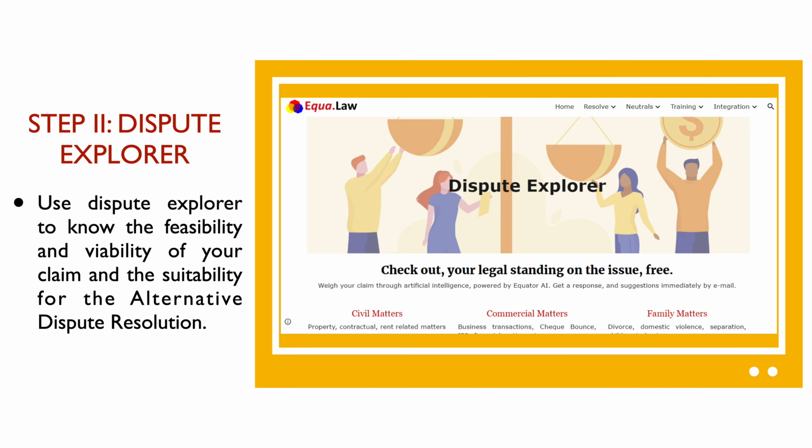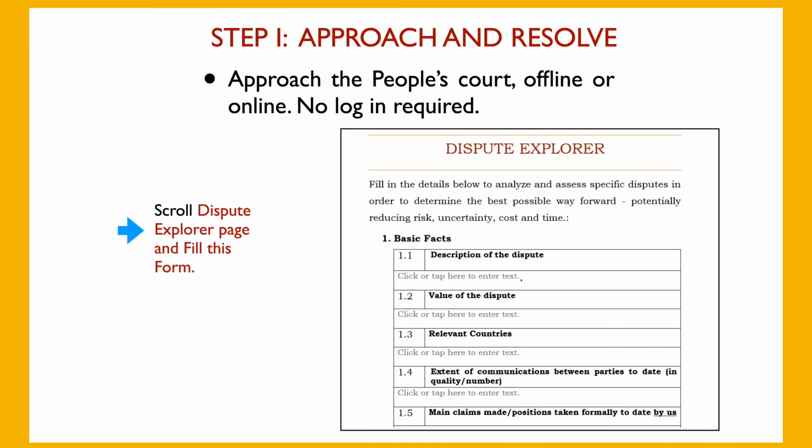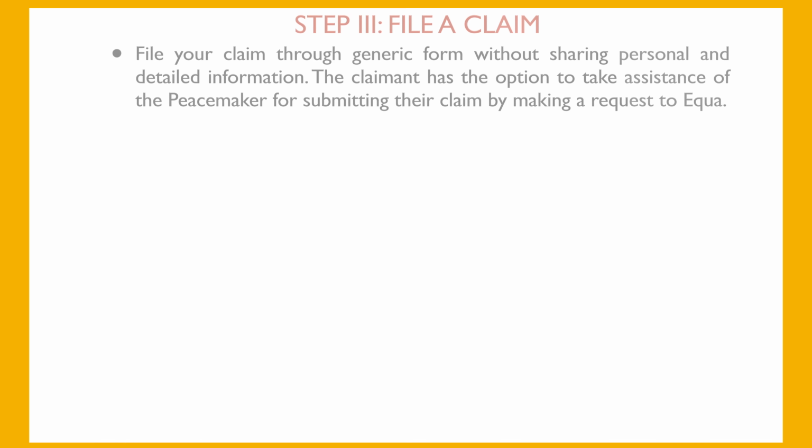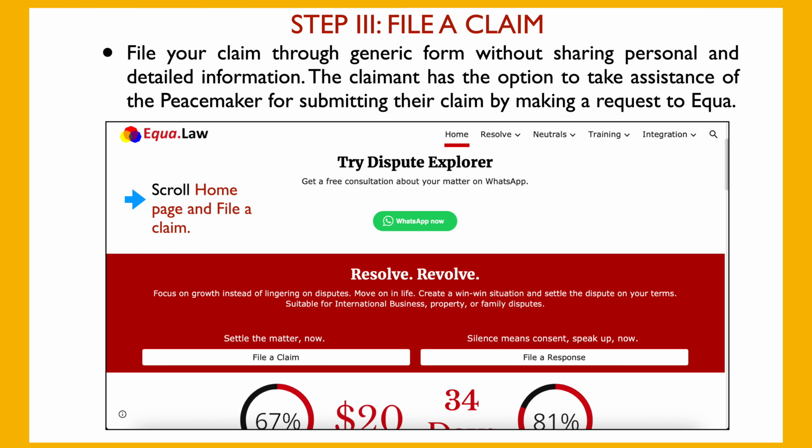You may use Dispute Explorer, which works on artificial intelligence, to know the feasibility and viability of your dispute. For this, we have developed a simple form in MS Word. You just have to fill in your details and get the results. After exploring the dispute, if you want to proceed further, then file the claim through the generic form without sharing your personal or detailed information.